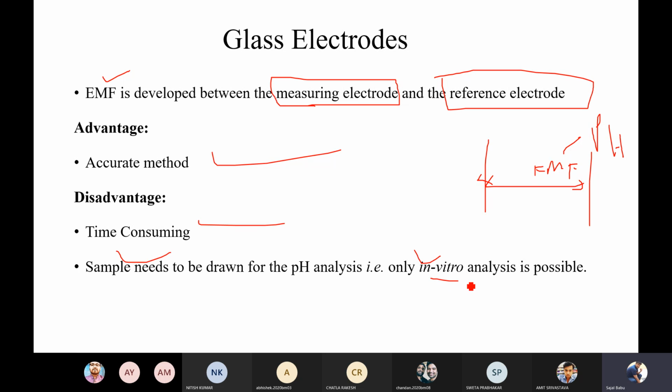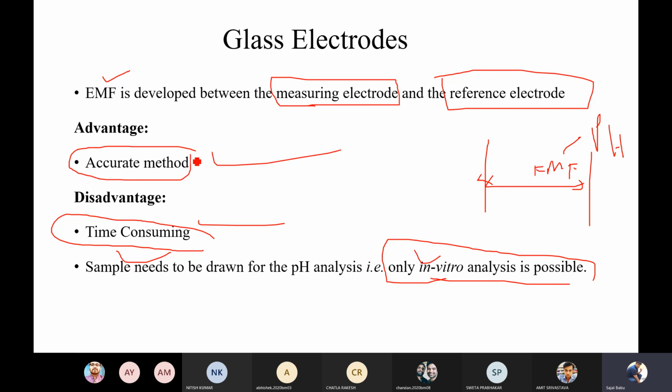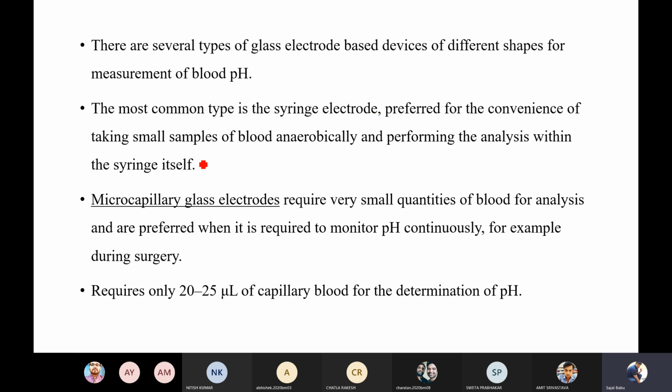It is because it is an in vitro analysis, because here we need to take the blood out from the body and then we have to measure it outside the body, so it will take some time. The disadvantage in this is that it is a time consuming process, but it is a very accurate method.